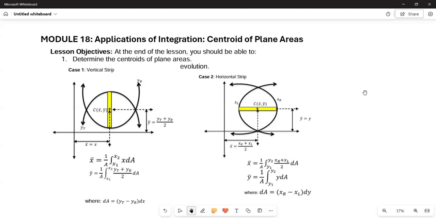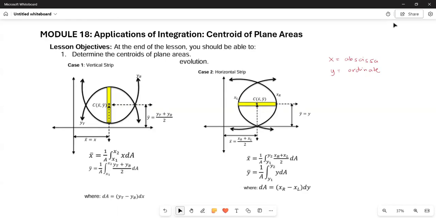Pag sinabi nating x, ito yung ating abscissa. Okay, susulat ko lang para matandaan nyo. Pag sinabi nating x, basta any x values, ito ang ating abscissa. And pag sinabi naman nating y, ito ay ordinate. Okay? So baka kasi tinatanong sa problem, what is the ordinate of the centroid of a plane area? Nabibigyan kayo ng function, isa lang naman yung tinatanong sa x and y tapos baka isolve nyo parehas which will consume time.